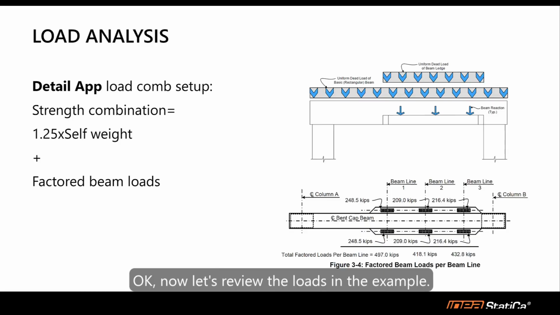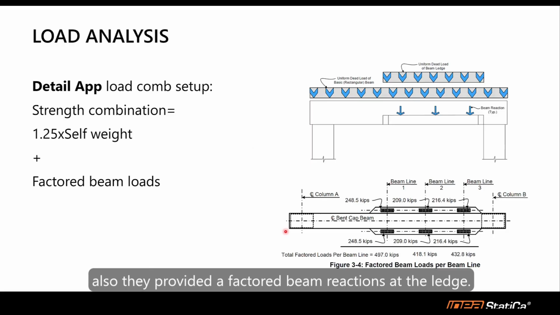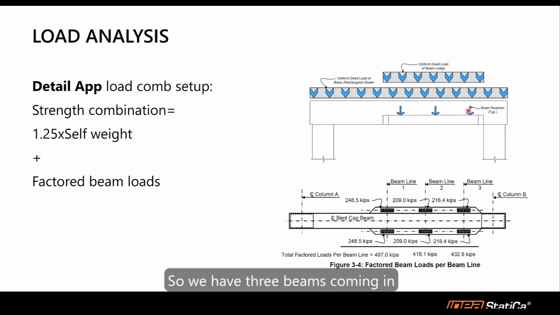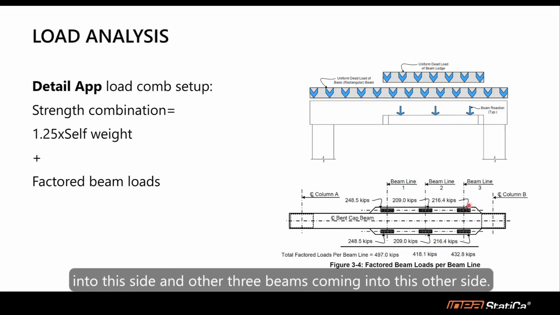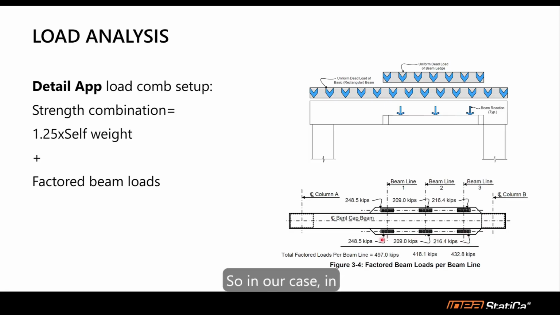Now let's review the loads in the example. The self weight is calculated as a linear load, so they provide this information. And they also provided factored beam reactions at the ledge. You can see beam line 1, 2, and 3. So we have 3 beams coming in on this side, another 3 beams coming in on this other side.